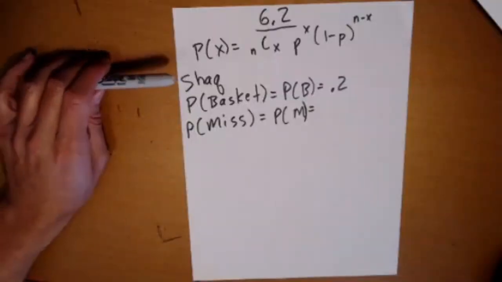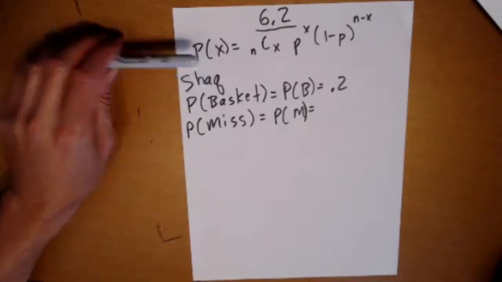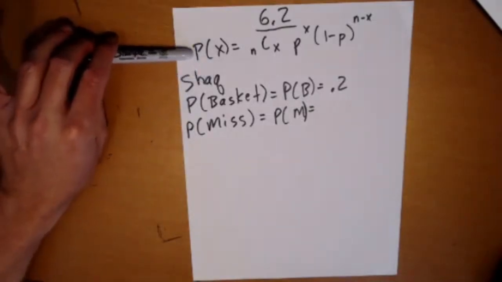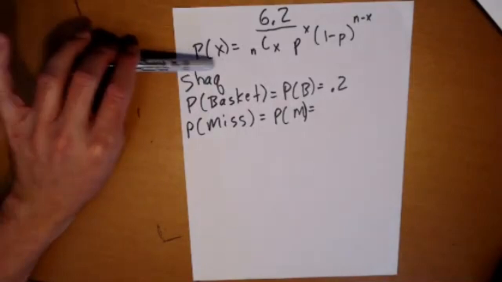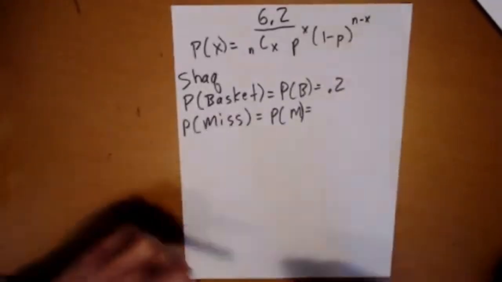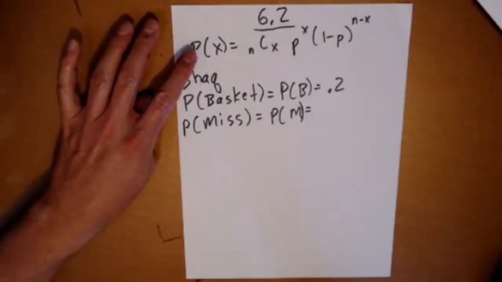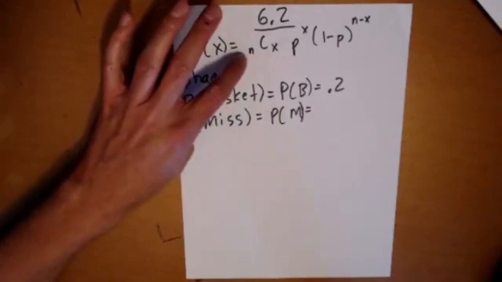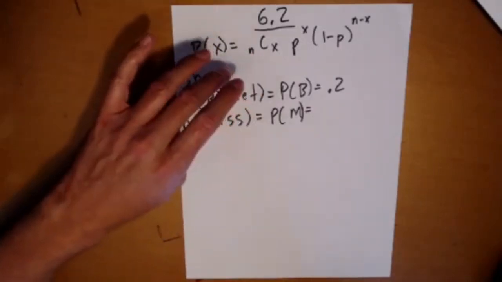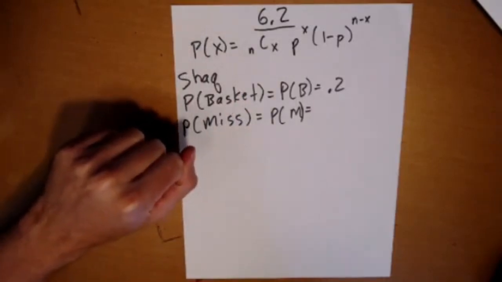Hey folks, 6.2. We're going to learn how to use the binomial probability distribution function. This one right here. This formula is in our calculator and it's going to be magical. But in order to really understand what's going on, I'm going to show us where this formula comes from and how to use it before I show you the magic shortcut of the calculator.